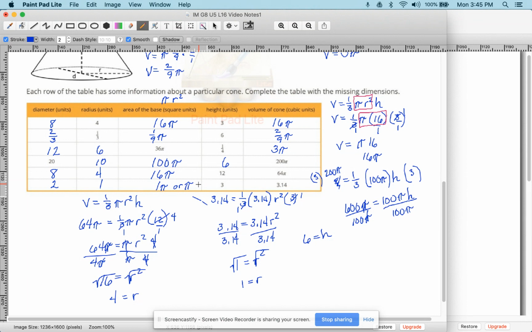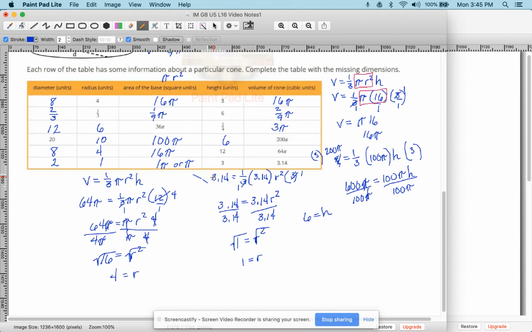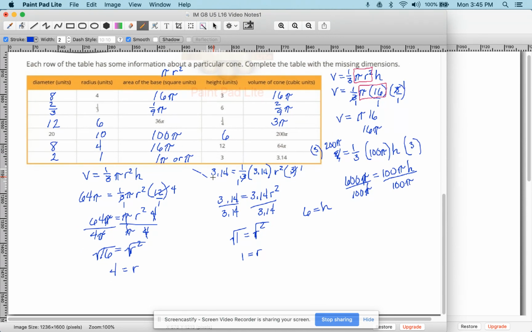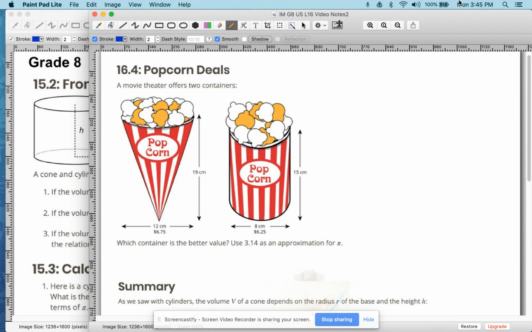So that's how you find the different dimensions of a cone when you're given 2 of the dimensions. You just kind of have to manipulate the formula and find out which one you need. So let's look at popcorn.